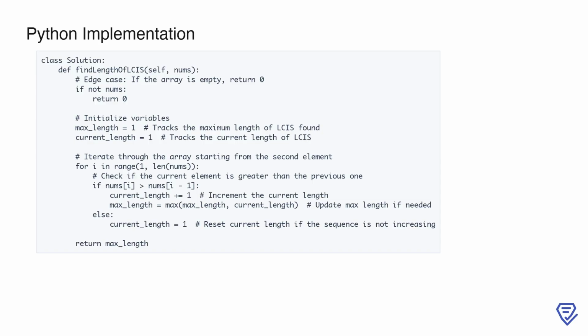Complexity. Time complexity, O(n), where n is the length of the input array. We iterate through the array once. Space complexity, O(1), as we use only constant extra space. This solution efficiently handles all edge cases, including empty arrays and arrays with no increasing subsequences.